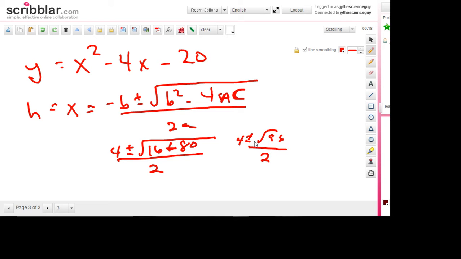Is there a perfect square in 96? You got to figure that out, because they're not going to give you a calculator to do this. You have to be able to simplify it. So let's write down our perfect squares. What's the very first perfect square you know? 2 times 2 is 4. 3 and 3 is 9. 4 and 4 is 16. 5 and 5 is 25. 6 and 6 is 36. Which one of those numbers divides evenly into 96?